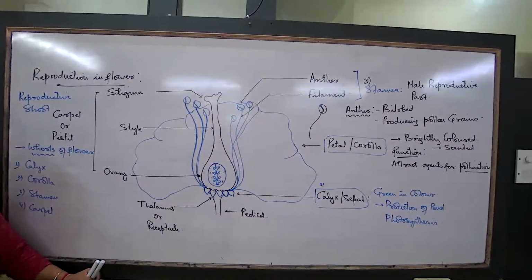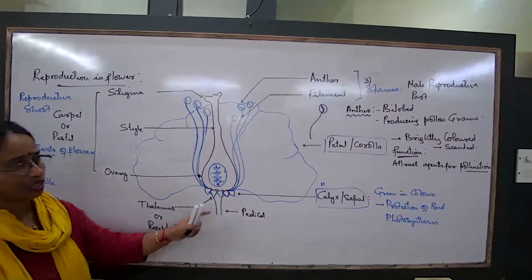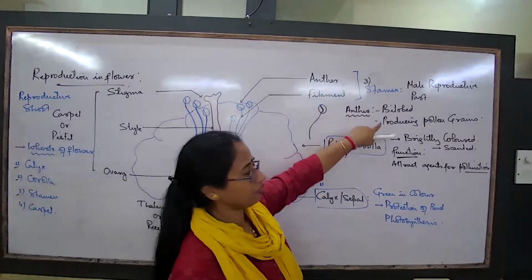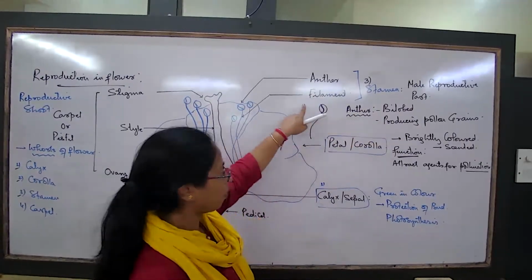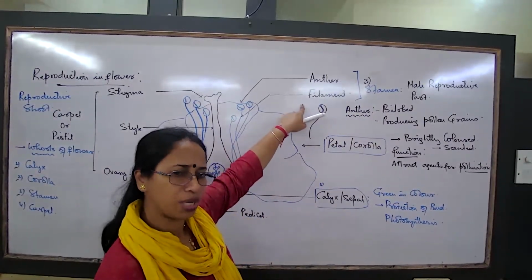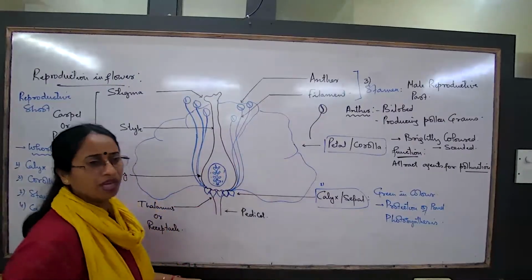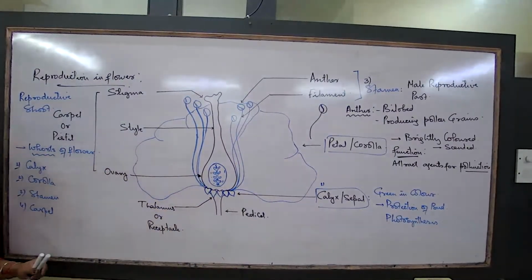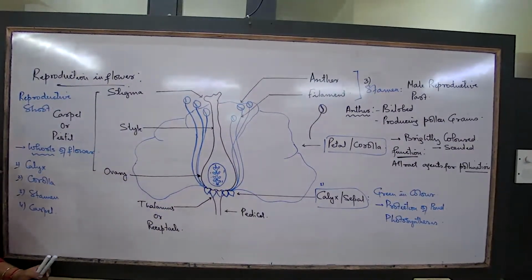What is its function? The anther is the major important part, and the anther will be producing the pollen grain. Then what is the function of the filament? Only to support the anther. Otherwise, it doesn't have any other function. Only to support the anther, attach the anther to the flower.